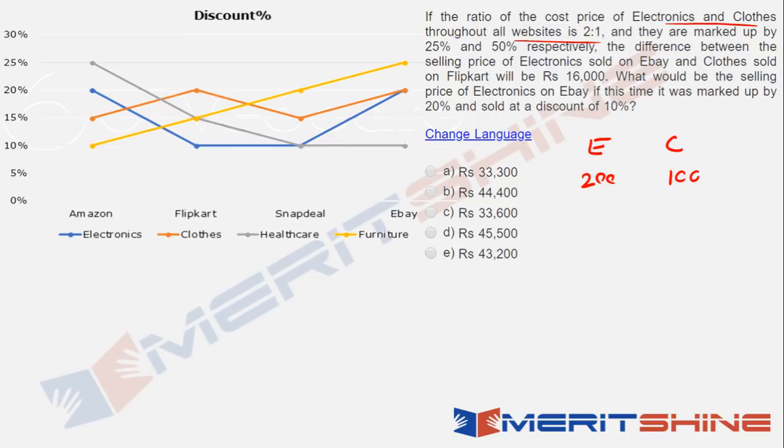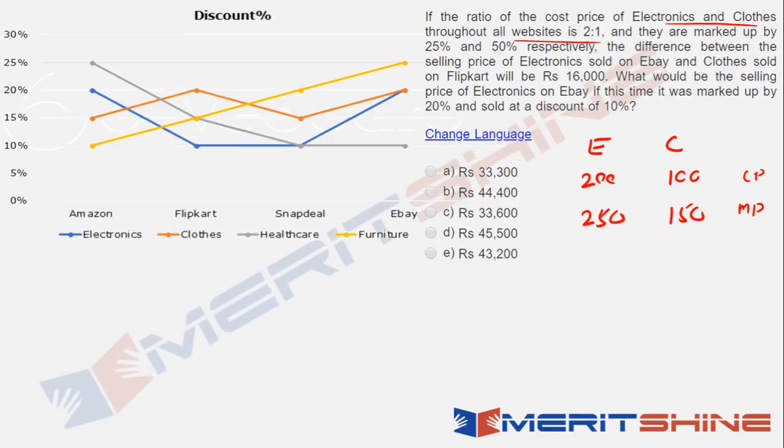So a markup of 25% on 200 becomes 250. So these are marked prices. This is cost price, this is marked price. And a markup of 50% on 100 becomes 150. So for electronics, mark price 250, cost price 200. This is for all the websites, all the portals given to you here.